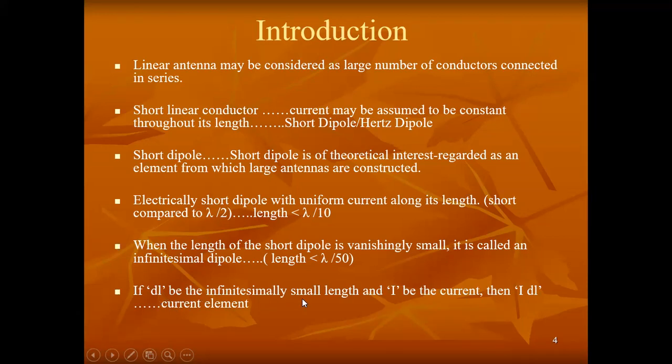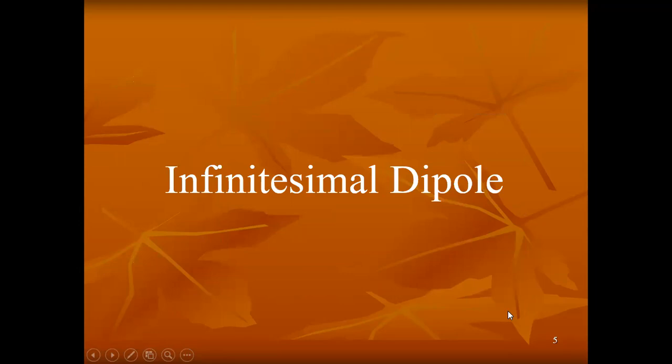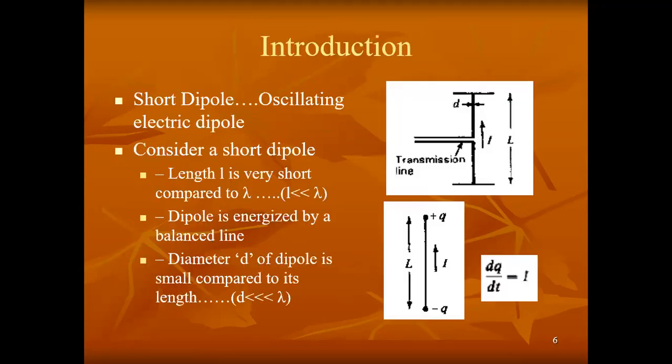So dl is the infinitely small length and I is the current. So I dl is the current element. Now we will discuss the infinitely small dipole antenna. Here we have the length of the antenna, the current through the antenna, and the thickness of the antenna. The length is important for us.